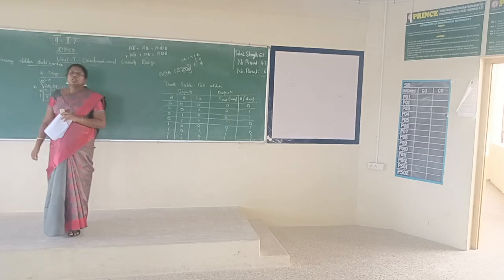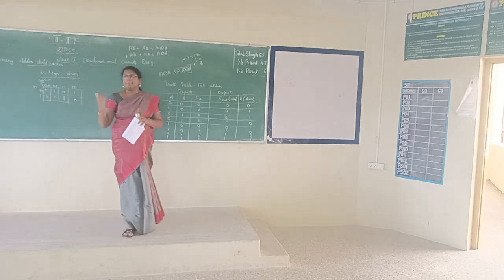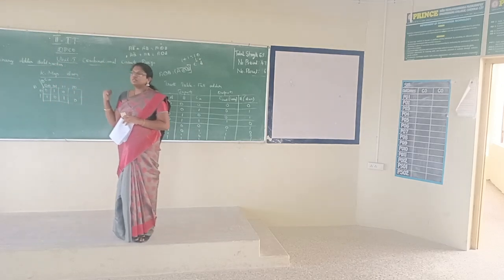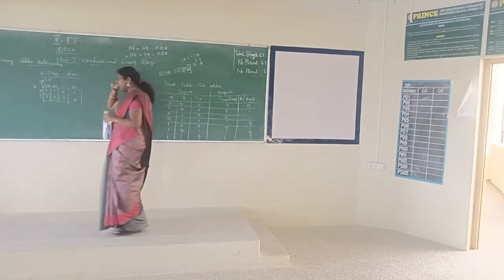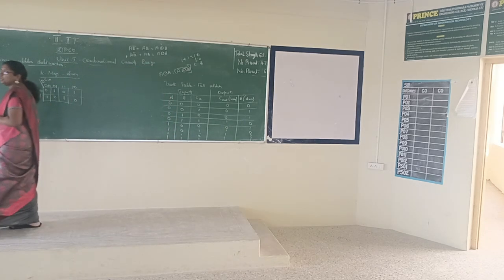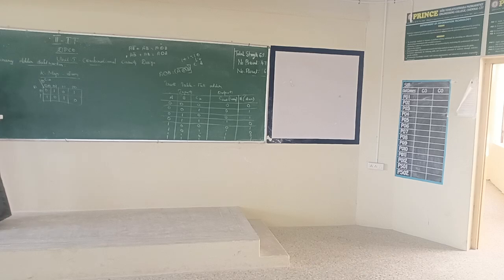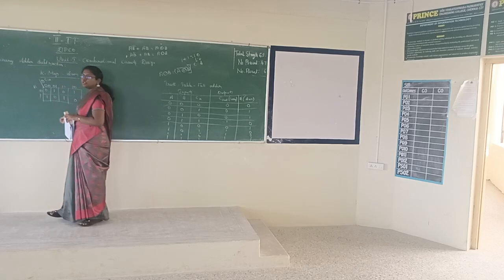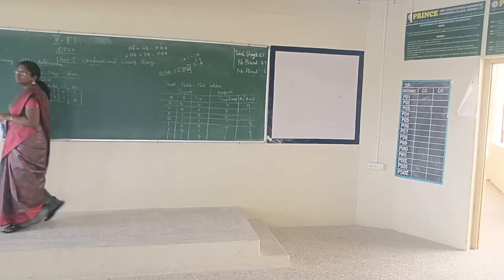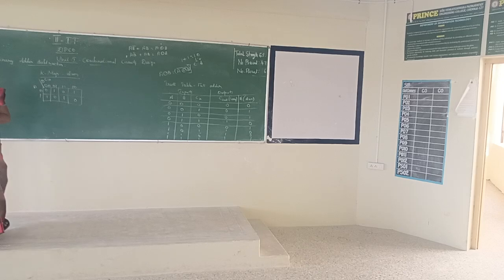Is there a possibility for 4 1s? Is there a possibility for any quad or octet? Pair? No. Then we have to look at them individually. A bar B bar C plus A bar B C bar plus A B bar C bar plus A B C. Your answer is Cn. So the expression is also the same. So group it individually.